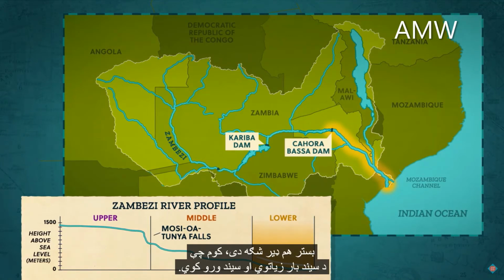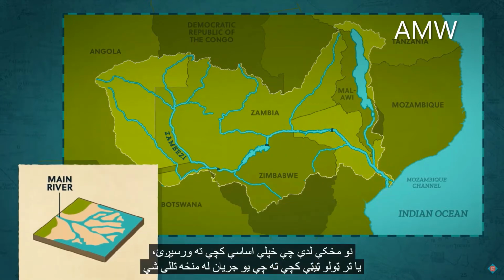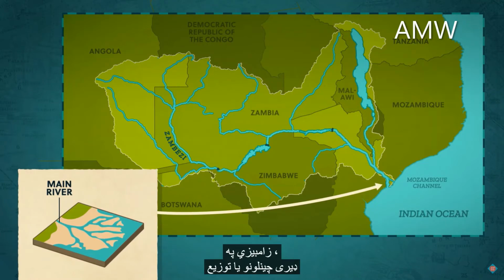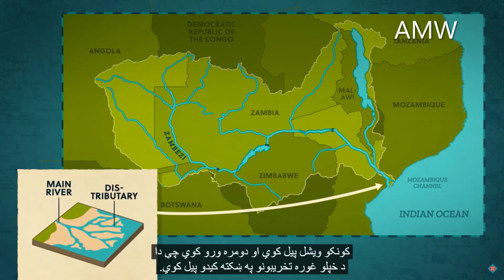The bed is also very sandy, which increases the stream load and slows down the river. So just before reaching its base level, or the lowest level a stream can erode to, the Zambezi begins splitting into numerous channels or distributaries and slows so much that it starts dropping its finest sediments.